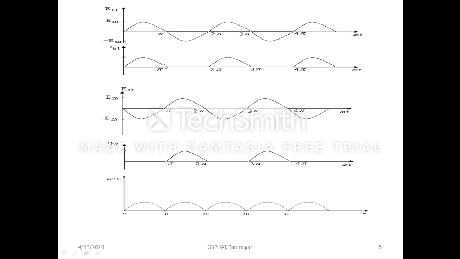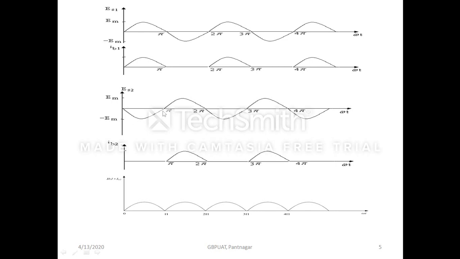Here, when this ES1 signal is applied, this IB1 current flows through the diode D1, and this current is for the positive half cycle. During this positive half cycle, the current IB1 flows through diode D1, and the same current also flows through the load resistance RL. And for the negative half cycle, this diode is in reverse bias condition, so no current flows through this diode, and no current flows through the load resistance from pi to 2 pi.